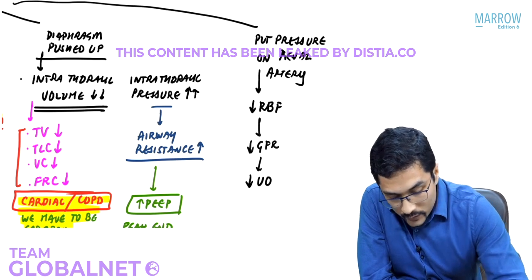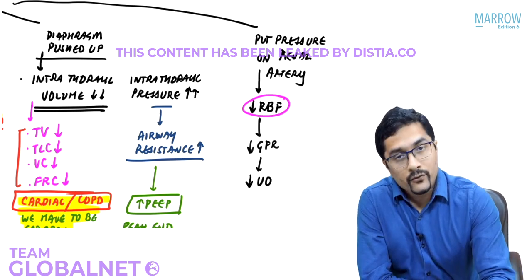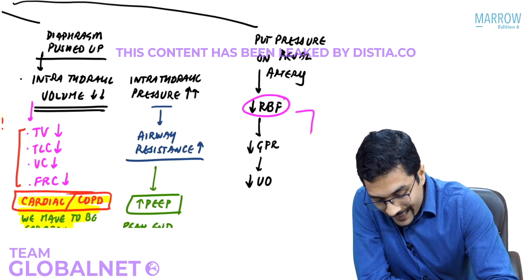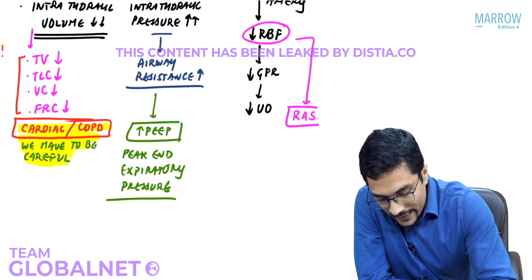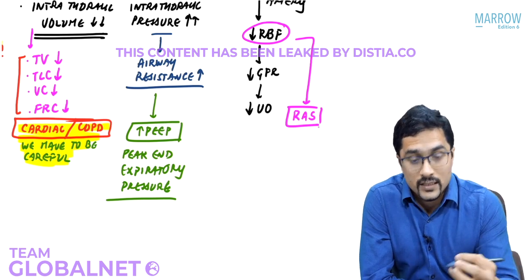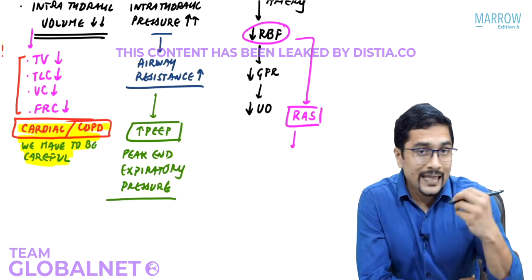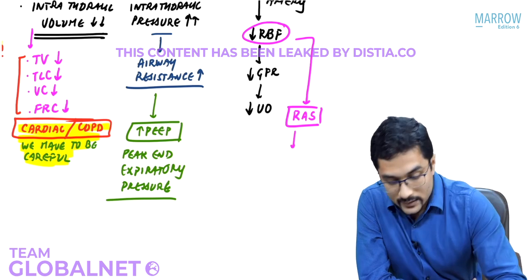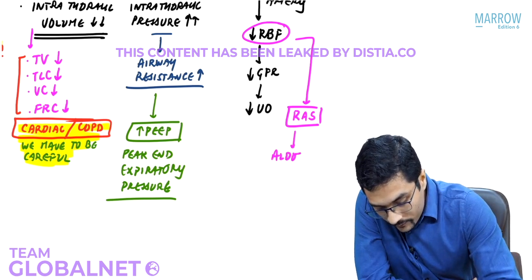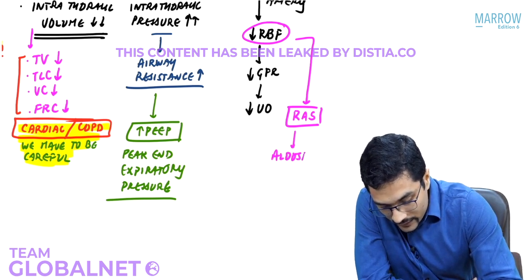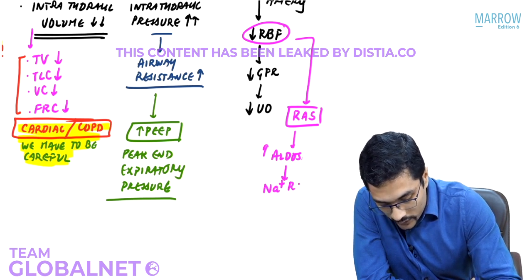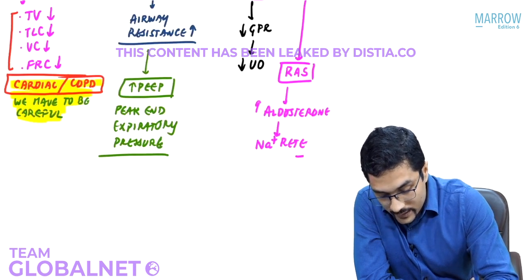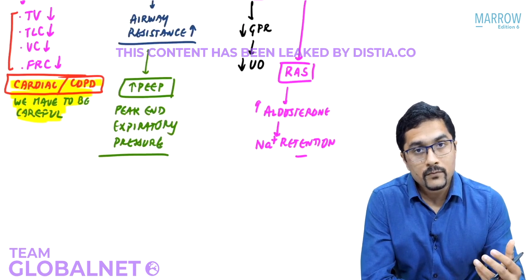Now you also know that if there is decreased renal blood flow, then which system is activated? Correct. The renin-angiotensin system, RAS, gets activated. And you know that the end product of the renin-angiotensin system is aldosterone. So there is going to be increased aldosterone, and this will lead to sodium retention. Again, if this is a prolonged surgery, this effect is seen more.